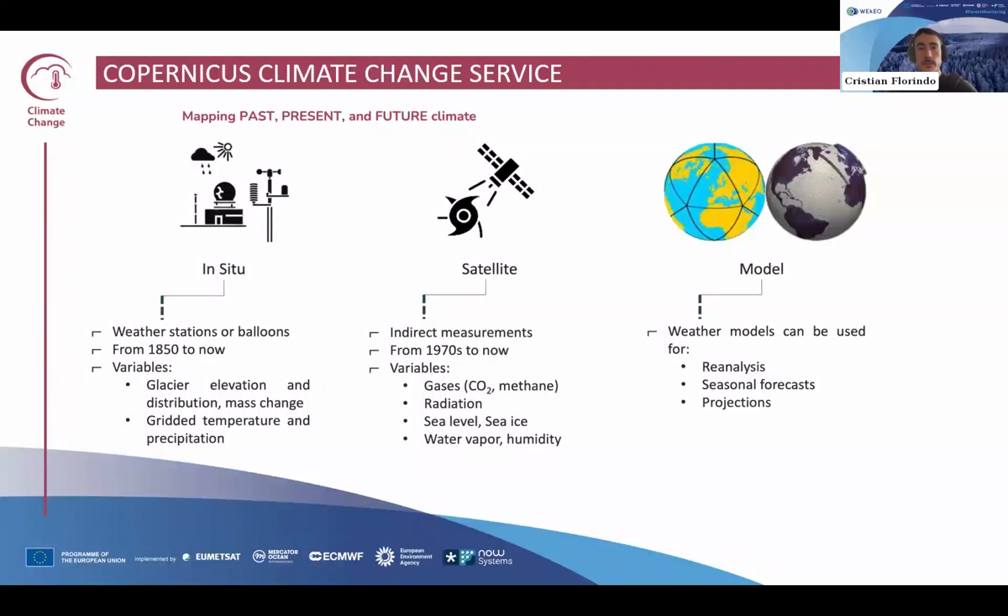Then we also have the Copernicus Climate Change Service, which contains many data sets related to climate change, combining a range of in situ observations, satellite information, and model data to provide products and variables that are often used to understand, monitor, and project changes in our climate.